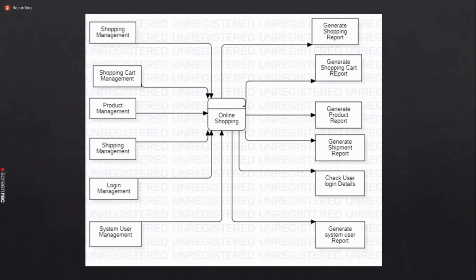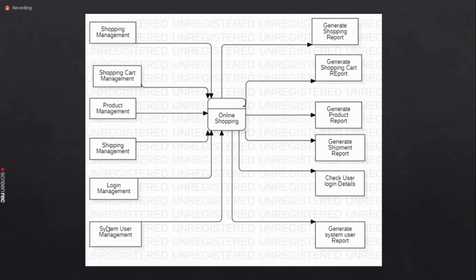All the entities that are on the left hand side show us what is going to happen on the back end of the website, and all the entities on the right side are something that the customer is able to view, or where the customer will be able to check whatever he's done. So shopping management, shopping cart management, and product management are all the same as what was spoken about in DFD 0.